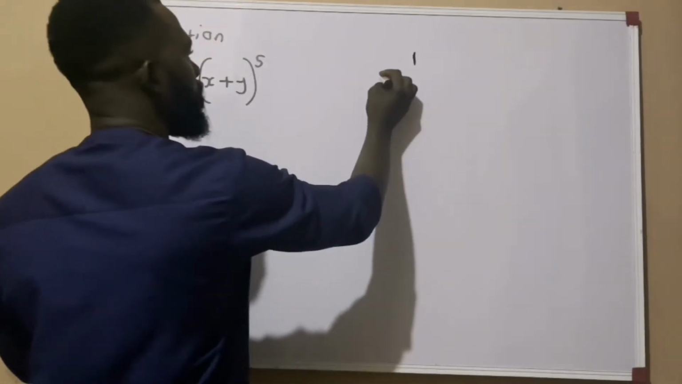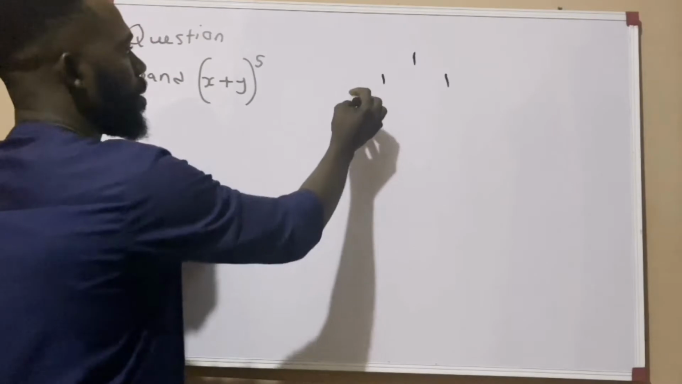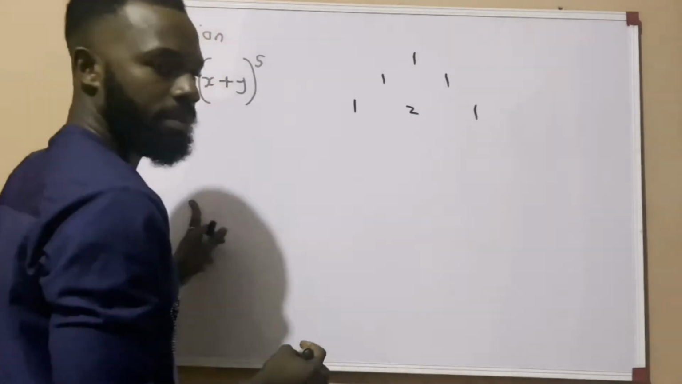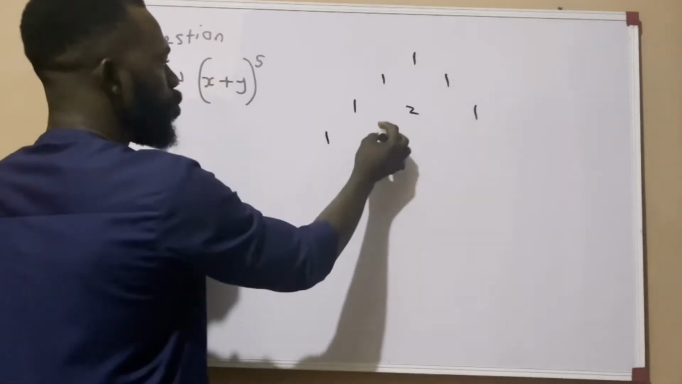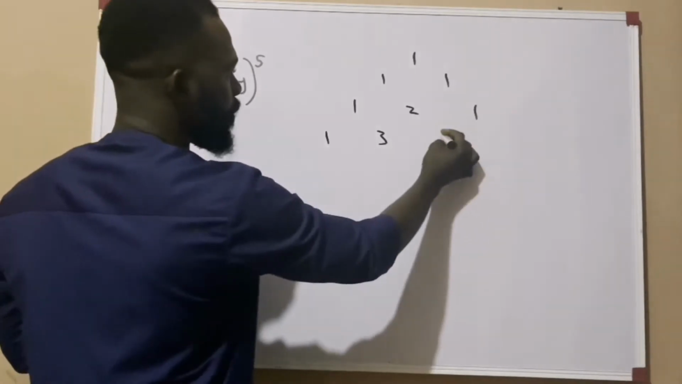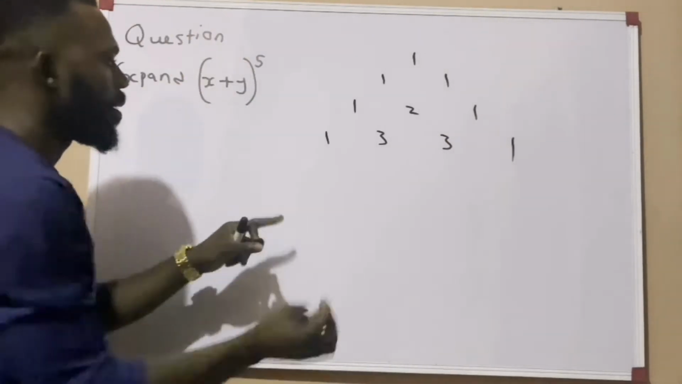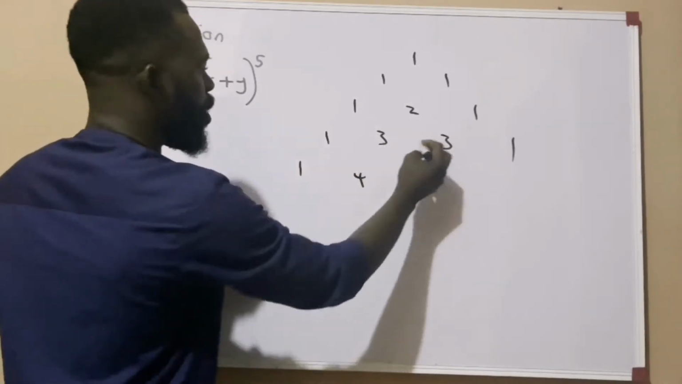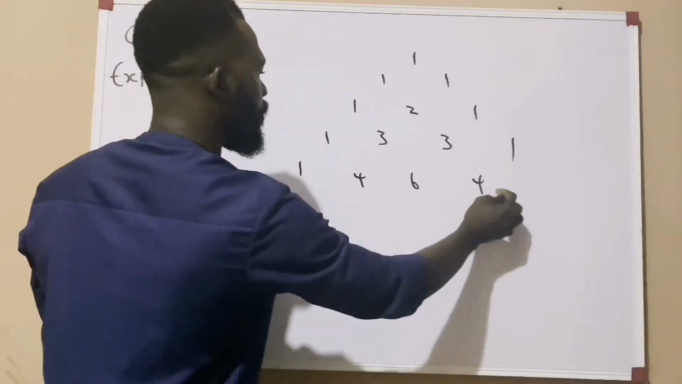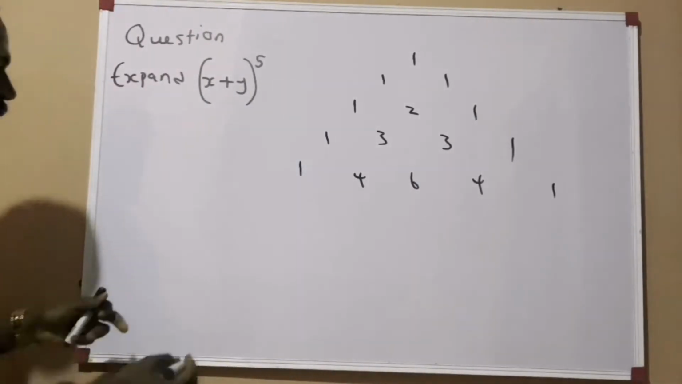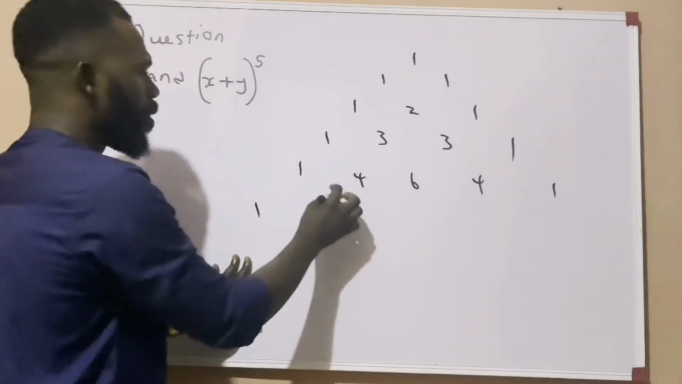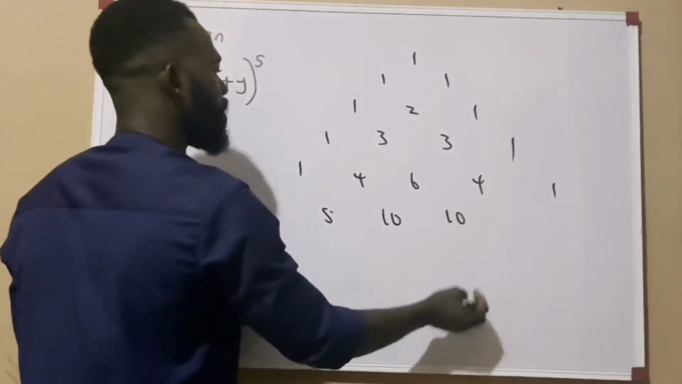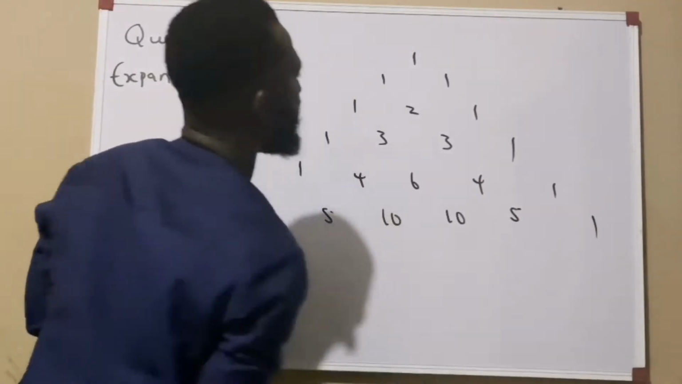1. 1, 1. 1 plus 1 gives us 2. Then I have 1, I have 1. 1 plus 2 gives us 3. 2 plus 1 gives us 3, and then I have 1. Also 1. 1 plus 3 gives us 4. 3 plus 3 gives us 6. 3 plus 1 gives us 4, and then I also have 1. And then again I have 1. 1 plus 4 gives us 5. 4 plus 6 gives us 10. 6 plus 4 also gives us 10. 4 plus 1 gives us 5, and then I have 1.